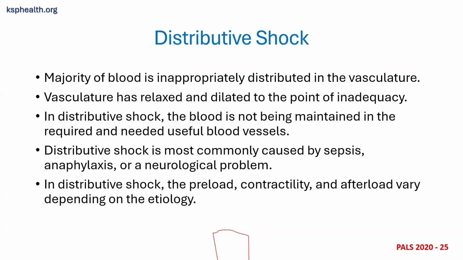Distributive shock. The majority of the blood is inappropriately distributed in the vasculature, hence the name distributive shock. The vasculature has relaxed and dilated to the point of inadequacy. The blood is not being maintained in the required blood vessels. Distributive shock is most commonly seen in patients with sepsis, anaphylaxis, or a neurological issue like spinal cord injury. The preload, contractility, and afterload vary depending on the etiology.